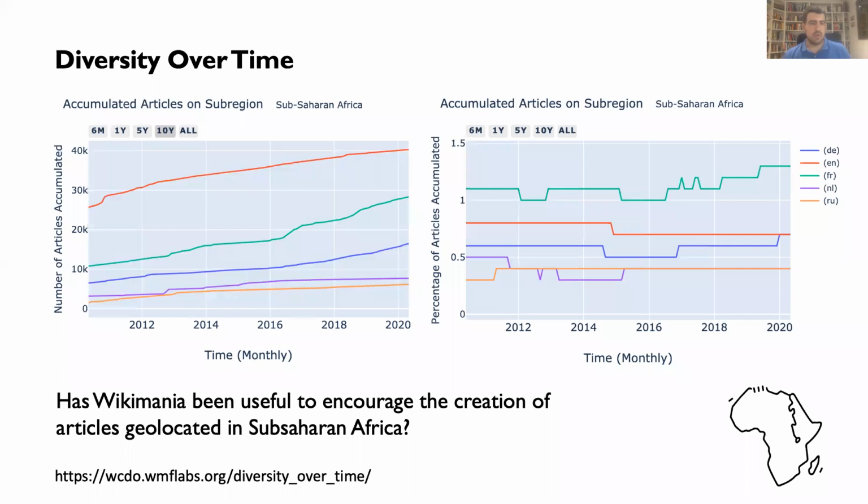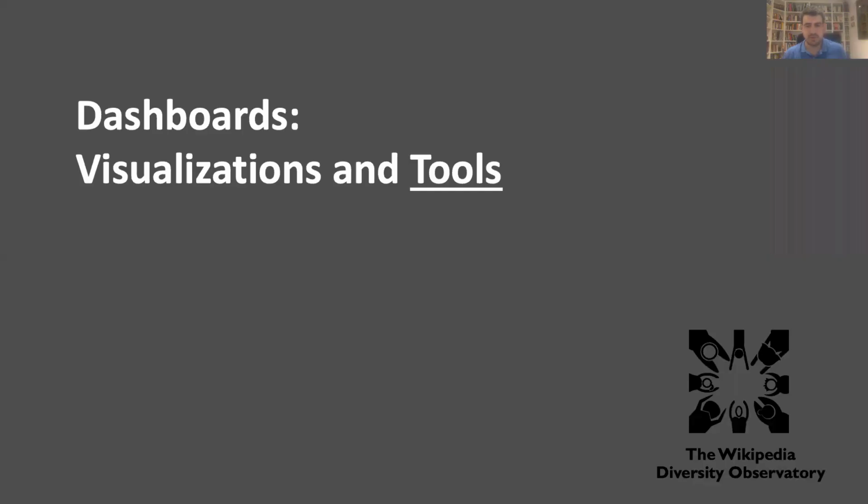We are now going to show the dashboard called Diversity Over Time. On this dashboard we can see the creation of articles for one or more diversity categories and for one or more Wikipedia language editions. In this case, it's for 5 language editions and the articles about Sub-Saharan Africa. We see that the number of articles is rising for these language editions, but in relative terms, it remains very, very stable. So we can conclude that Wikimania, as an effort to bridge these gaps, was not truly very effective, perhaps only to raise awareness.